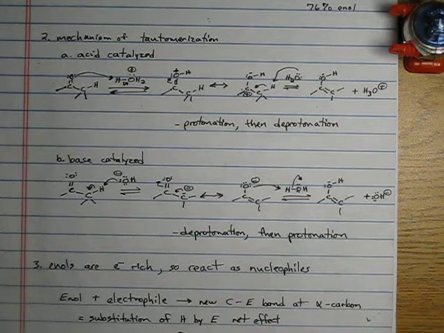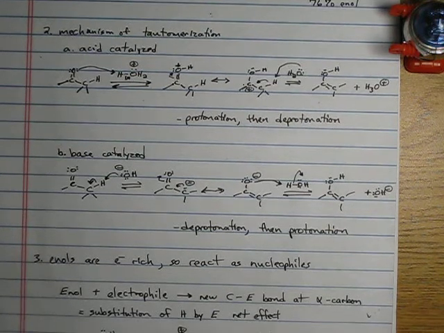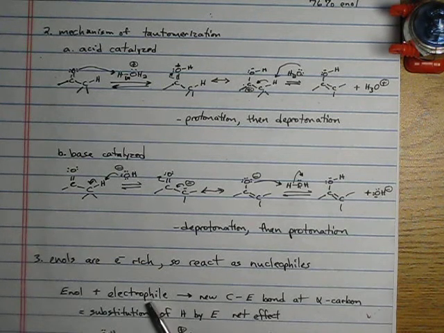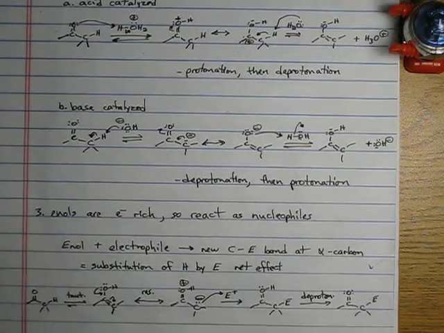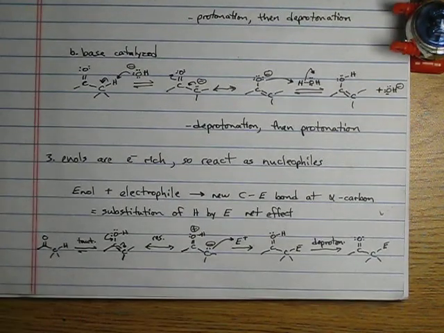All right. Enols, and especially enolate anions, are electron rich, so they are going to react as nucleophiles. An enol plus an electrophile will form a new carbon-electrophile bond at the alpha carbon. So here's what we're going to be looking at here.